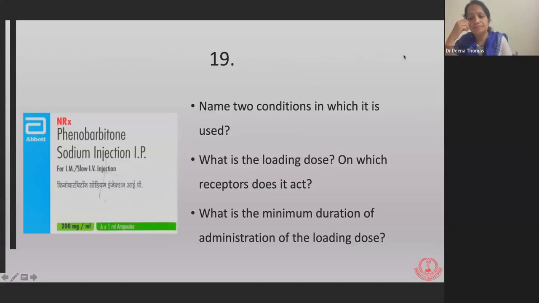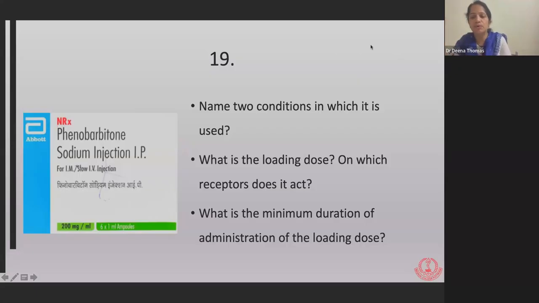What is the loading dose? 20 mg per kg. Okay, we should be careful when we write. It is 20. Obviously, you wrote it in a hurry, so it is 20 mg per kg, milligram per kg. And what receptors does it act on? 20 mg per kg over 20 minutes. That is 1 mg per kg per minute. That is the time in which, very good.